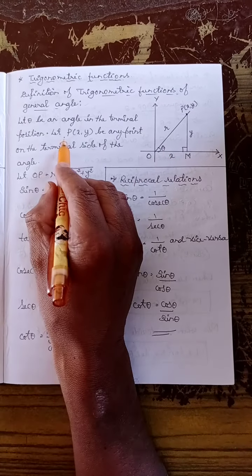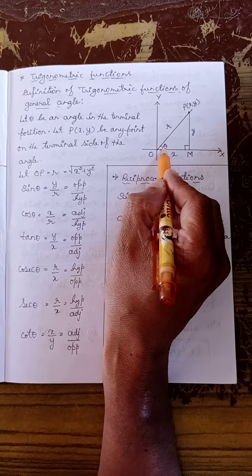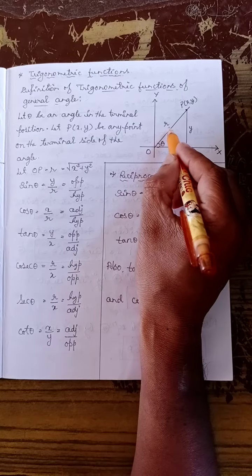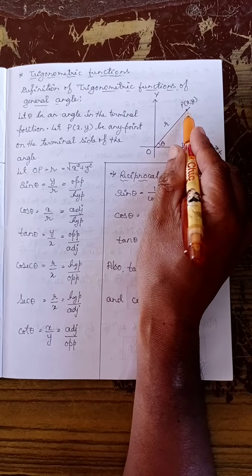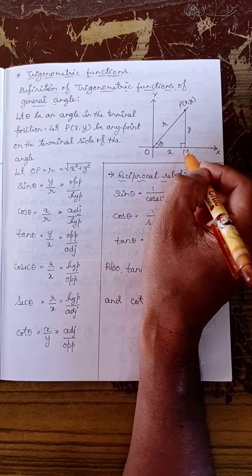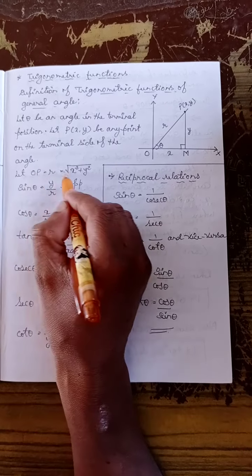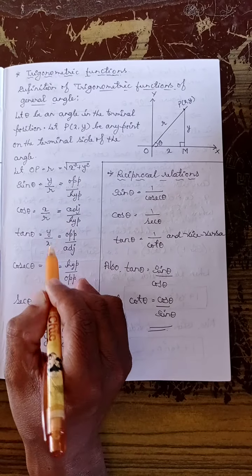Therefore, let P(x, y) be any point on the terminal side of the angle theta. Then by applying the Pythagoras theorem, we get r square is equal to x square plus y square, or OP square is equal to OM square plus PM square. Hence the length of OP, r, is equal to the square root of x square plus y square. Now these things we have already studied.